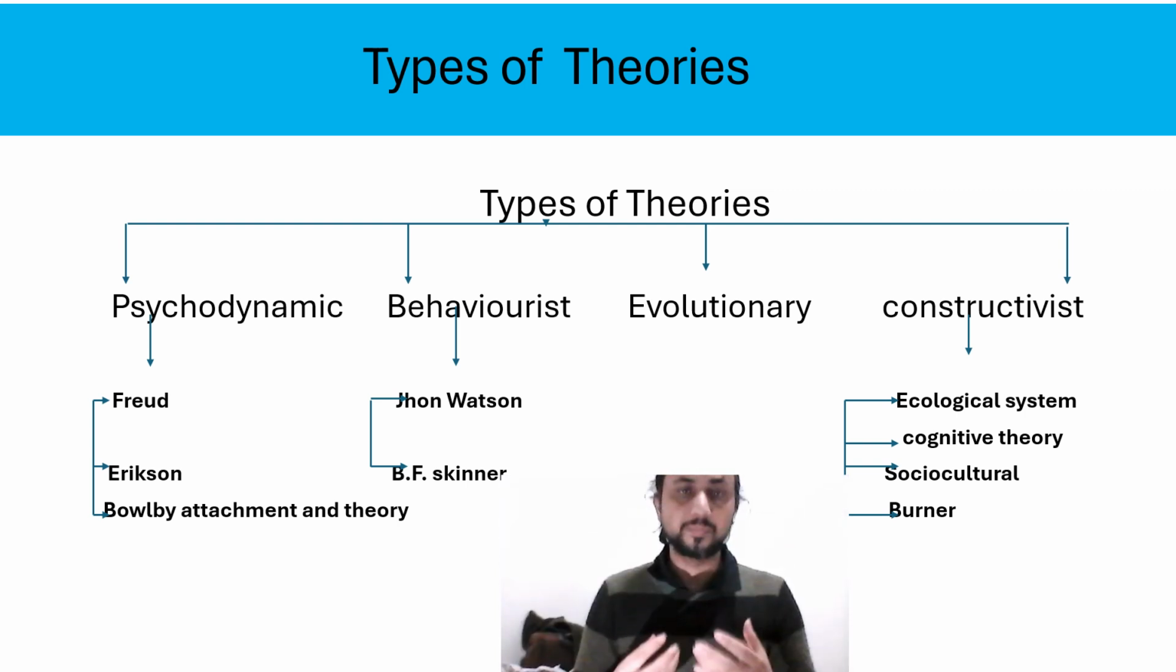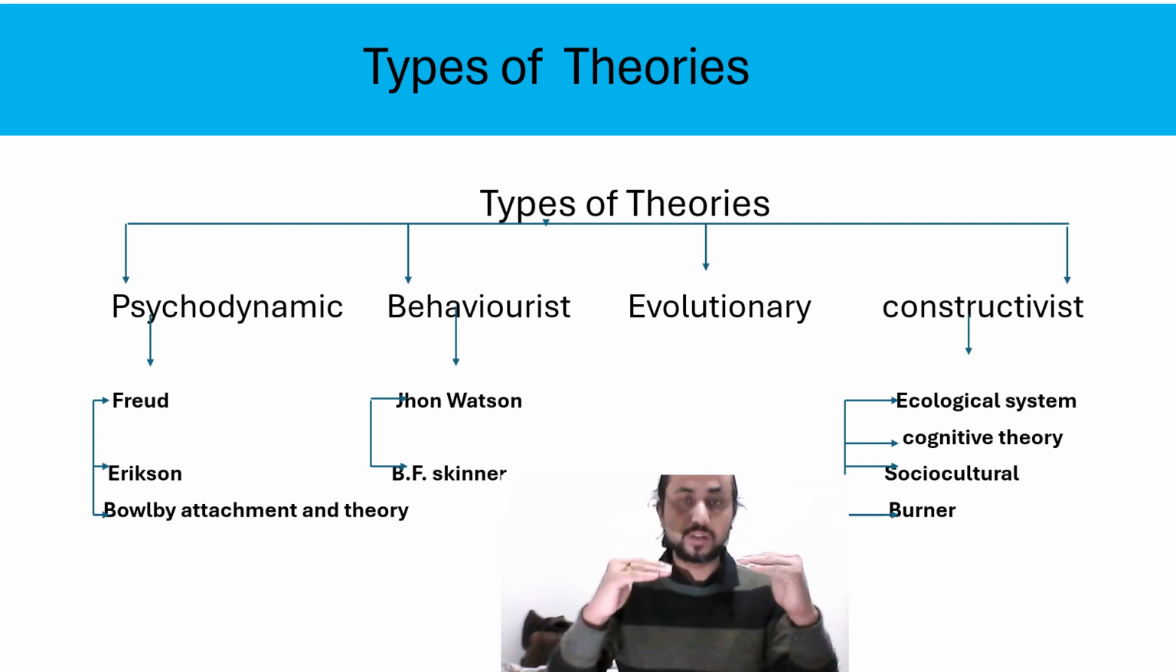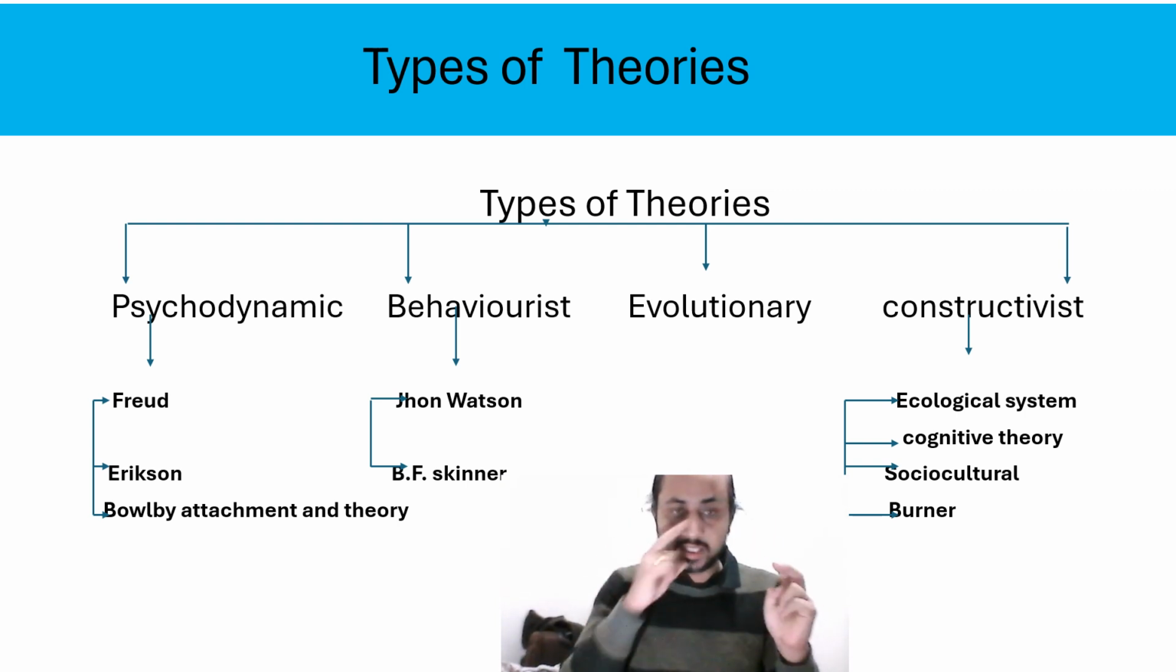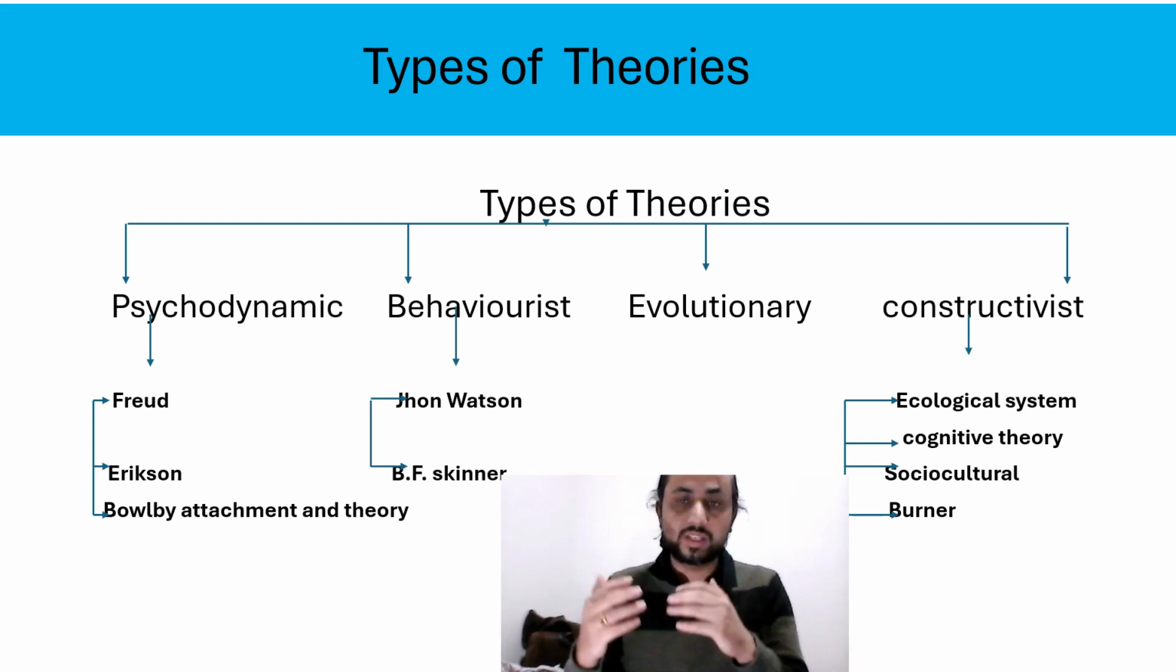These slides belong to the types of theory. I prepared a flow chart of the types of theories. The theories are classified into four types. The first one is psychodynamic, the second is behaviorist, the third is evolutionary, and the fourth is constructivist.